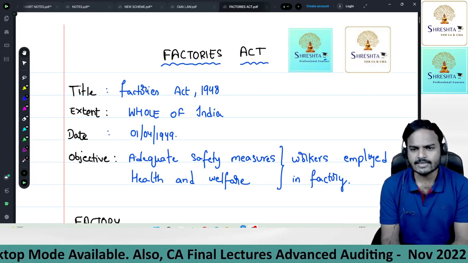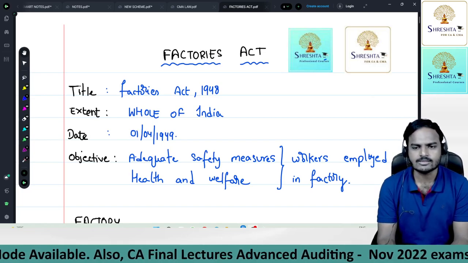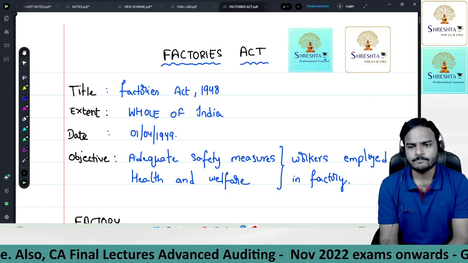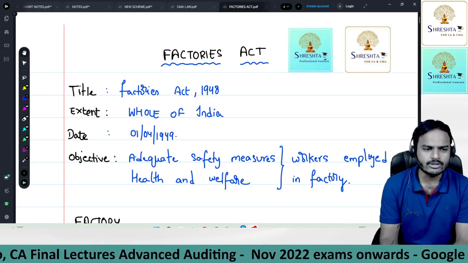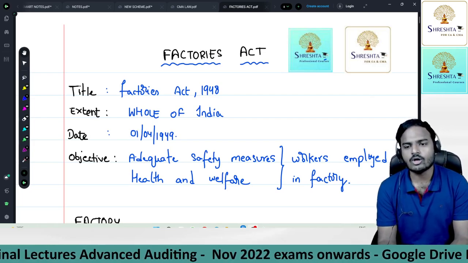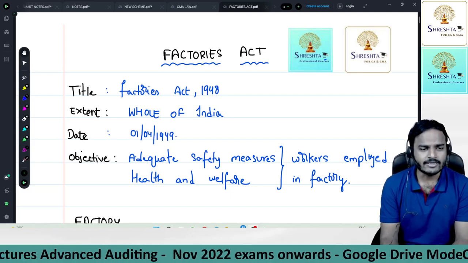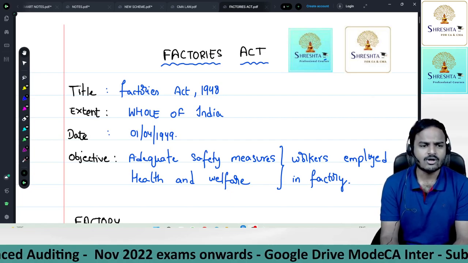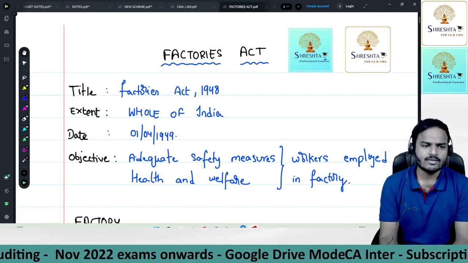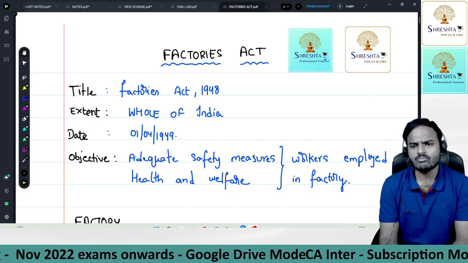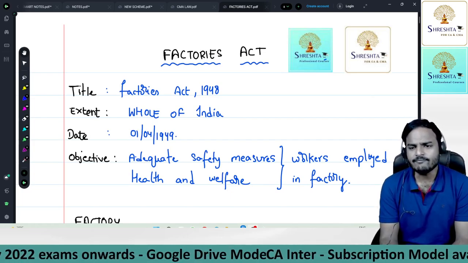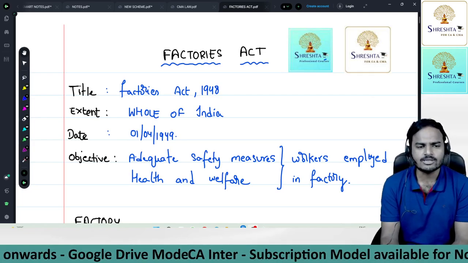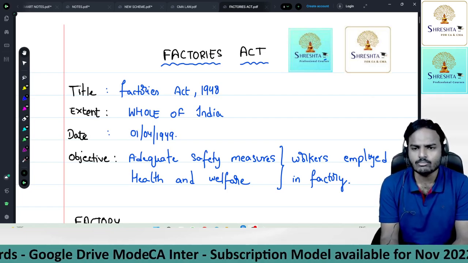And the main objective of this act is to ensure adequate safety measures and promote health and welfare measures for workers employed in the factory. See, as an employer, I can give two benefits to the employee. One is monetary, the other one is non-monetary. Coming to the monetary, salary, bonus, gratuity, allowances, perquisites, all this comes under monetary benefits. But coming to the non-monetary benefits, ensuring safety measures of the workers employed in the factory and providing health measures, welfare measures to the workers employed in the factory, these all come under non-monetary benefits.